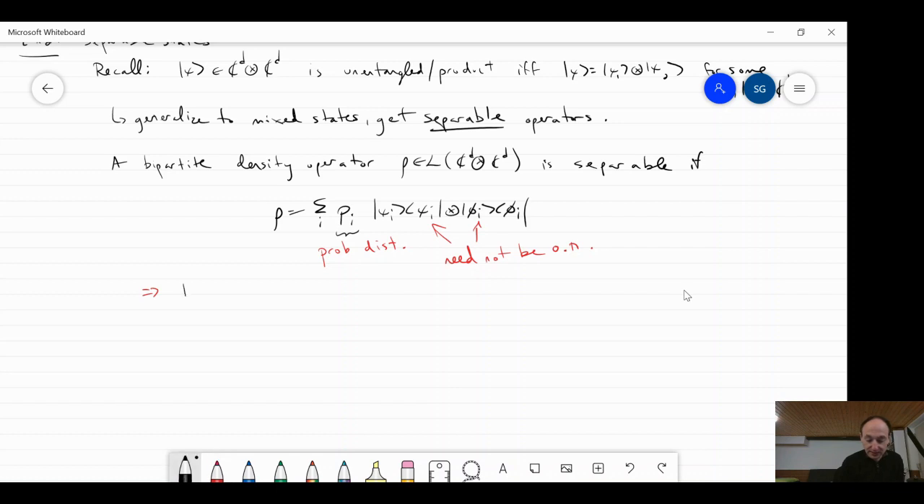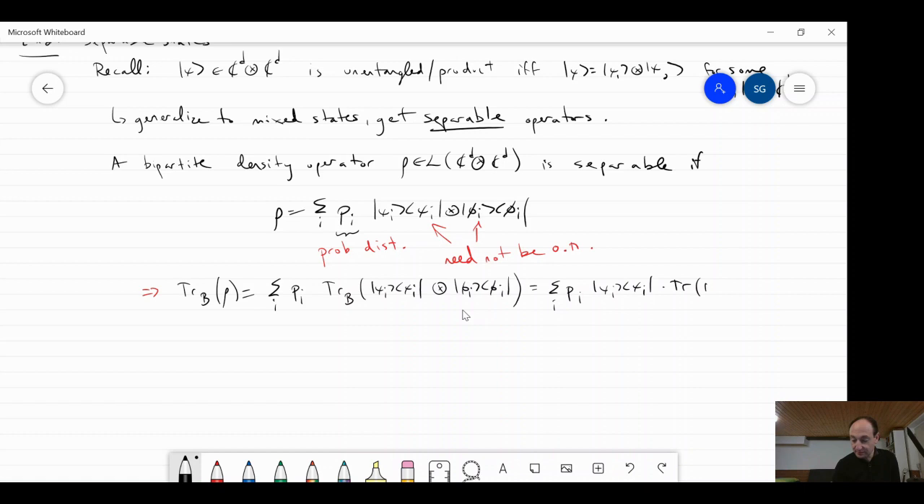So we can say that the trace out of B of rho, what is that? It's a linear map, so it's the sum over i of p_i and the partial trace of each of the terms in the separable mixture. And we know from the previous example what the partial trace of this thing is. Well, the first state remains untouched, and then we take the trace of the second part. And this thing just equals 1.